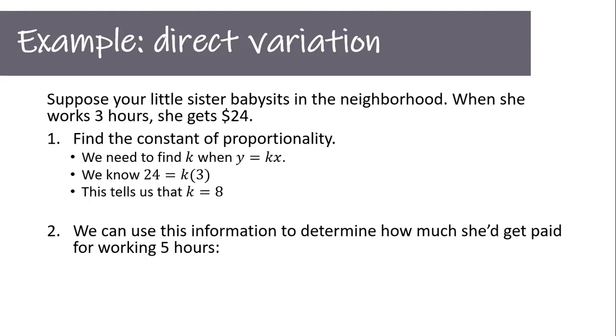How much would she get paid if she worked 5 hours? Well, now we've already done this. We know if she works 3, she gets 24, so k equals 8, which means that y equals 8 times x, and now we have x equals 5. So y equals 8 times x, y equals 8 times 5, which gives us 40. So we know that she would make $40. Direct variation and constants of proportionality are fairly simple. You just have to find what you're multiplying x by.